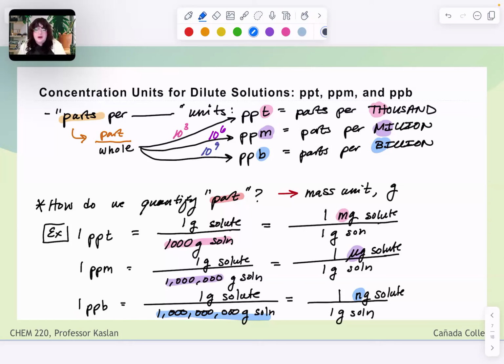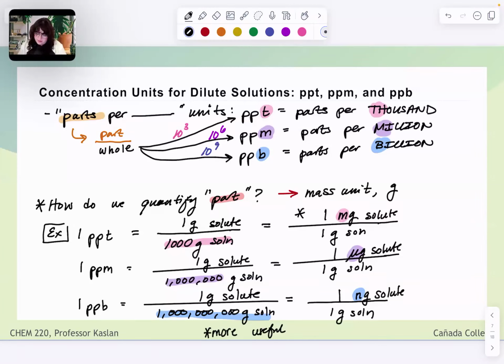So these are our dilute concentrations. These are the versions that I would use if I were in the lab. I think these are the ones that are a bit more practical, but it kind of depends on what you're doing.